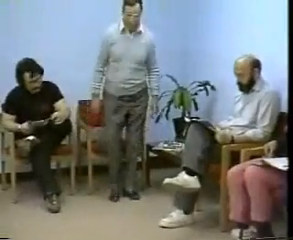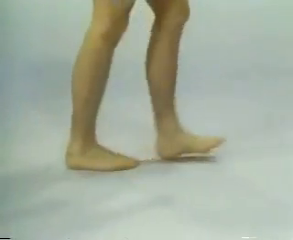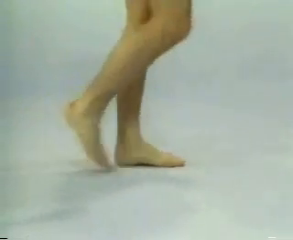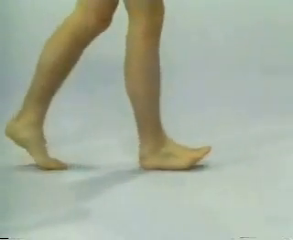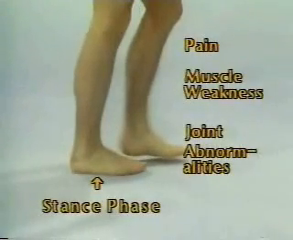Abnormal gait is often called a limp, but not all limps are the same, nor do they have the same causative factors. Many of the abnormalities are noted during the stance phase, because that is when the whole body weight is being supported by one lower extremity, and it is during this phase that pain, muscle weakness, and joint abnormalities will produce their predominant effect.